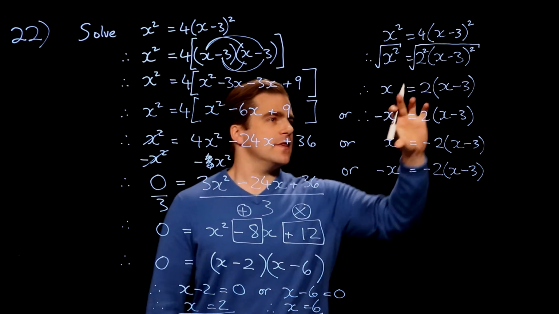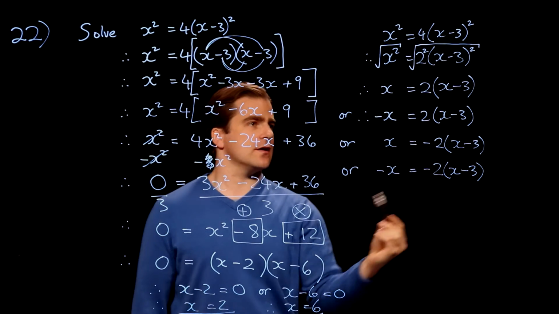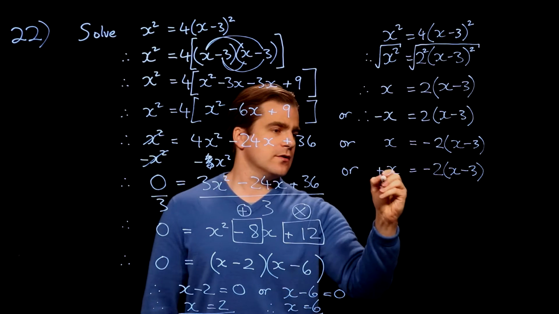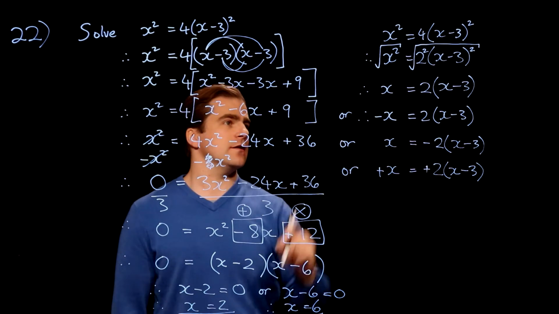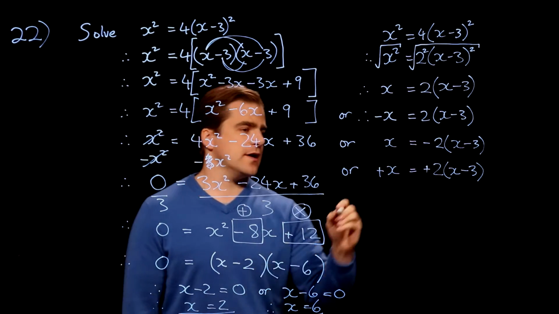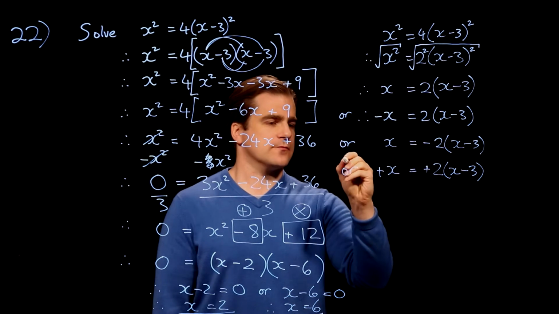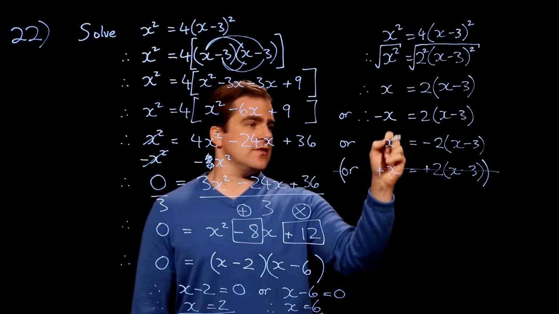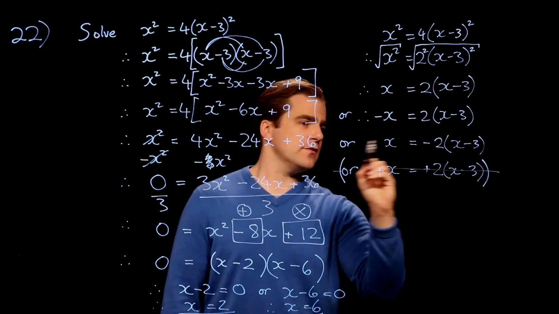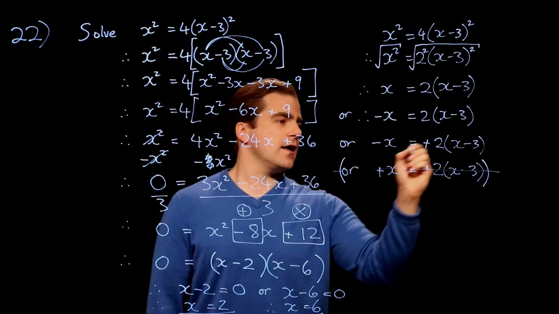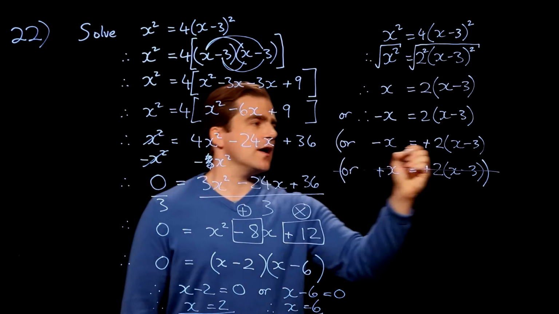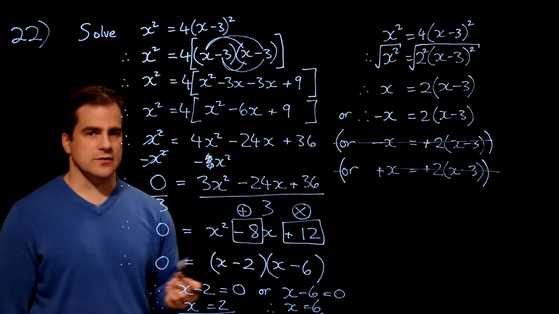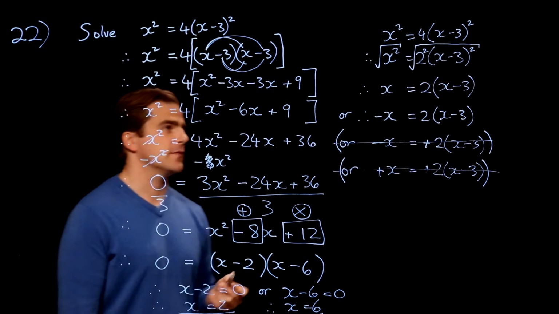Well, actually, these two, this one and this one, are the same, because if minus x equals minus 2(x minus 3), we multiply both sides by minus 1, and we get that. And that are the same. So we can discount this one, because we've already got it there. And it's the same with these two, they're the same. Multiply both sides by minus 1, and we get that, which is the same as that. So actually, there are still only 2 solutions, which is good. There should be only 2.